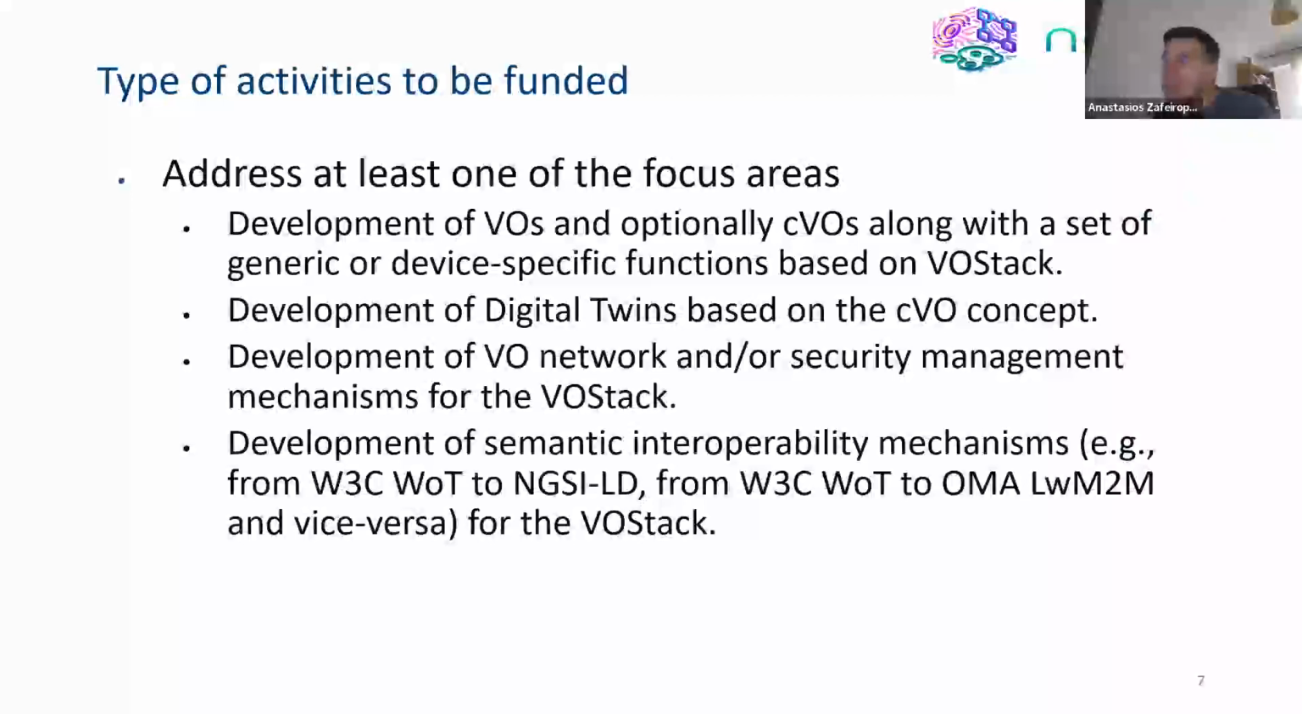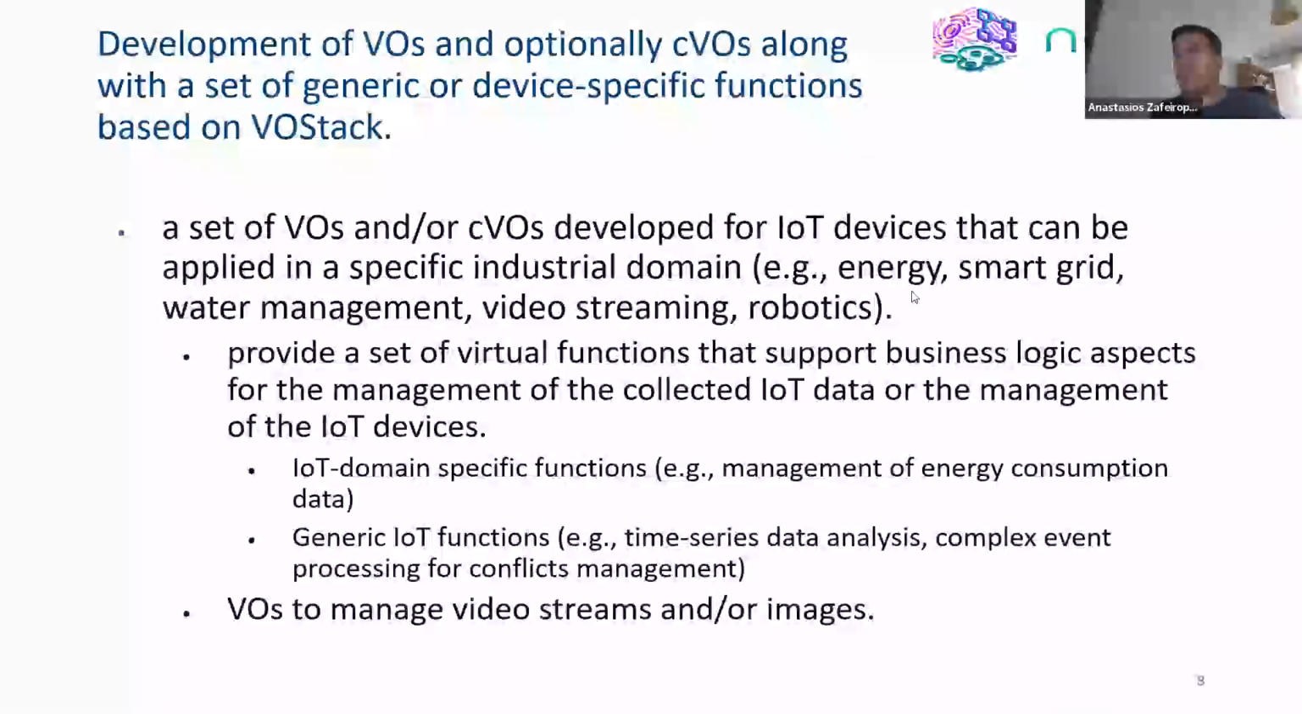And last but not least, semantic interoperability mechanisms. Again, here, we would really like to see solutions that can provide some way that the collected data, that now are based on W3C Web of Things or OMA, can be interoperable. So we can have some semantic translation mechanisms applied over them. So this is also kind of reasoning techniques. This is also very welcome.